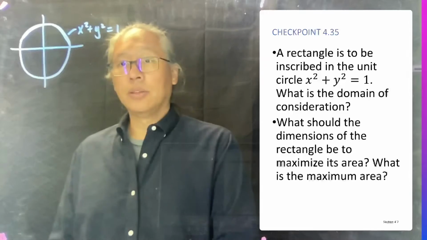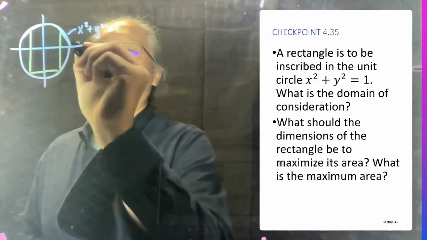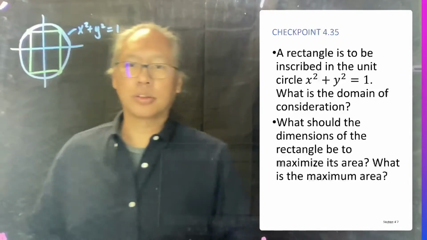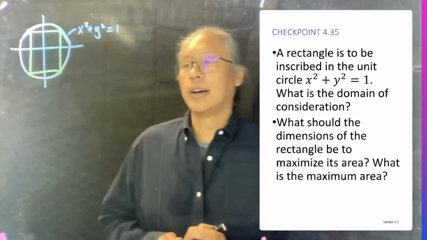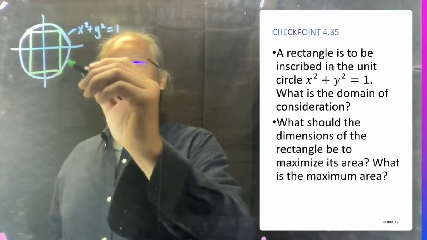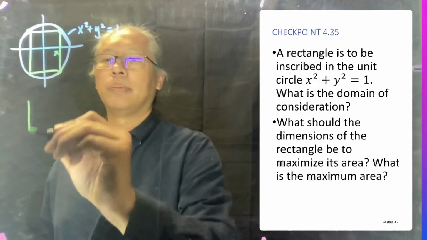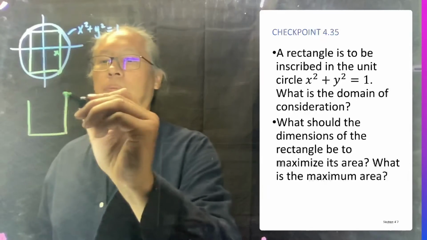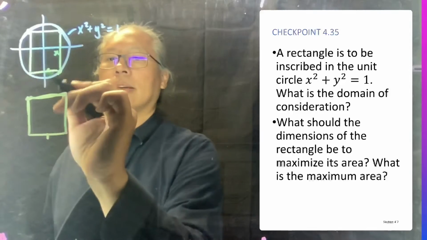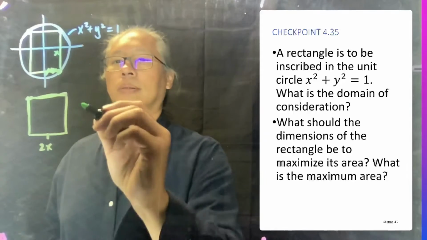So we want to draw a rectangle in here. And the rectangle can be of any shape, but inscribed means the corners have to be touching the circle. And to find the area of the rectangle, we need base times height. If we call this value x here, this x value is just half of the base, so the base would be 2x.